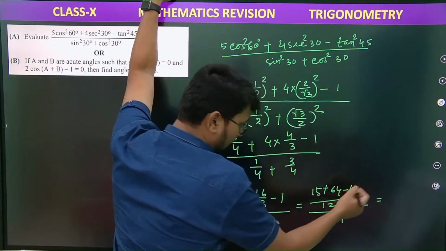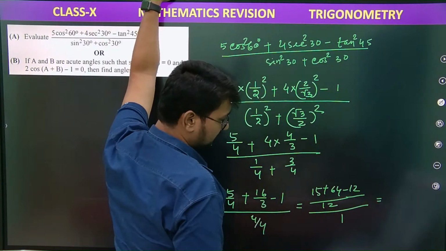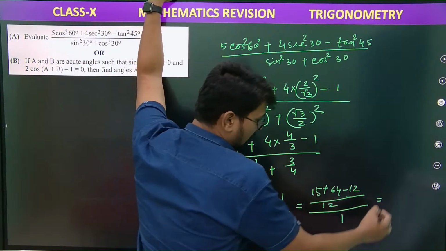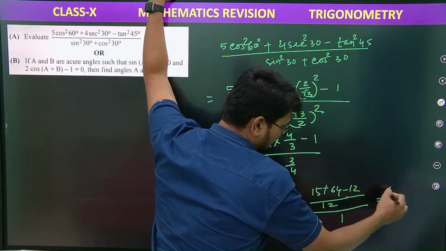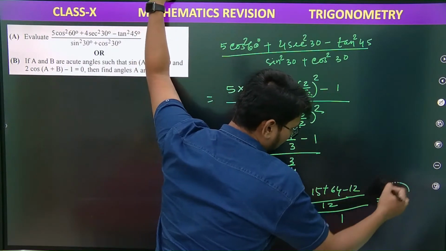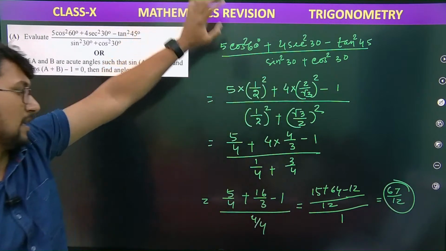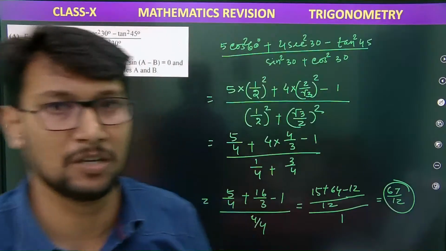So chalo. Now it is how much? 64 plus 15 is 79, minus 12. 79 minus 12 is how much? 67 by 12 is the final answer, right? Everyone, 67 by 12 is the final answer. Got it, everyone? Chalo, write it down.